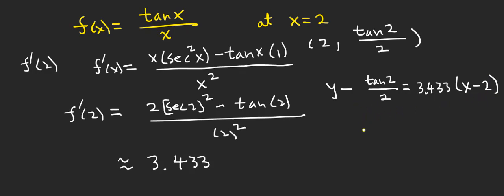Now what if they ask you to find the equation of the normal line at x equals 2? Well, the slope of a normal line will be the negative reciprocal of the slope of the tangent line. So it will be negative 1 over 3.433. And then you use the same point and get the equation of the normal line.